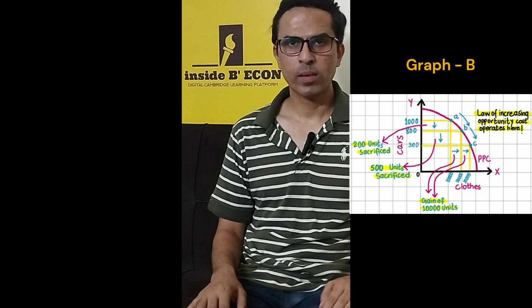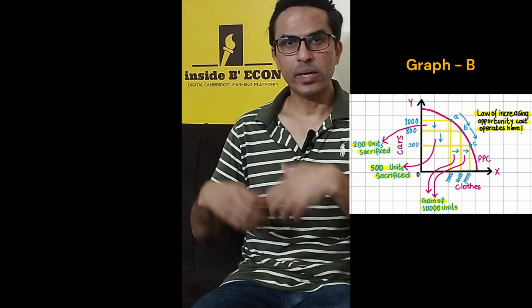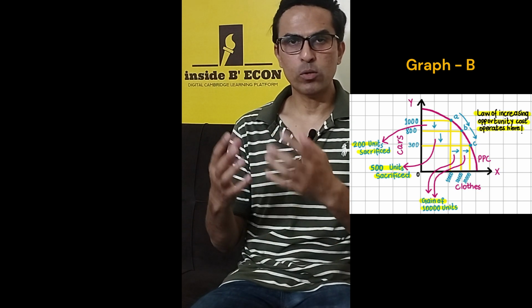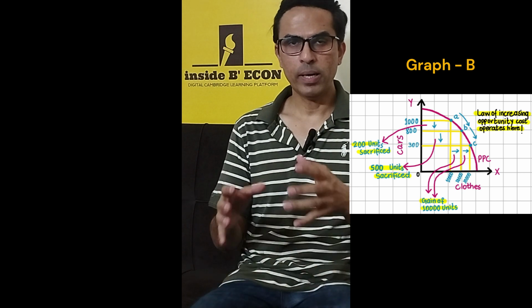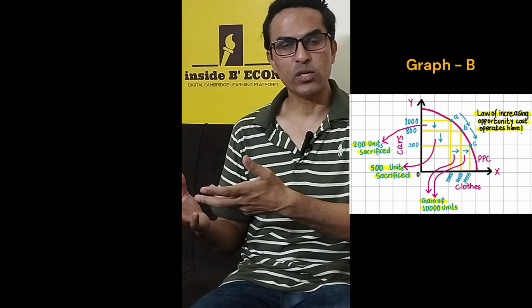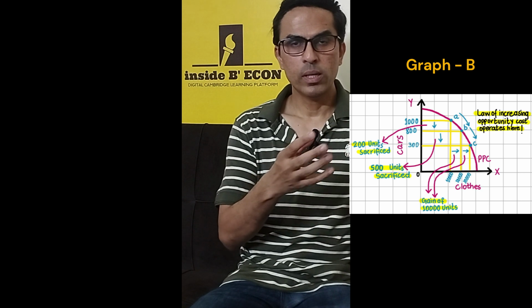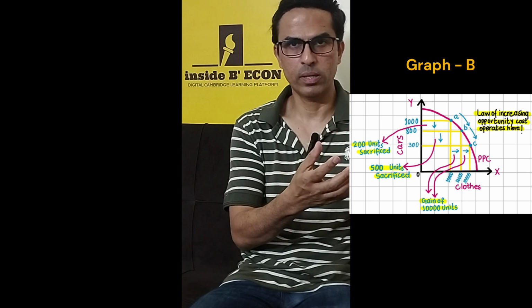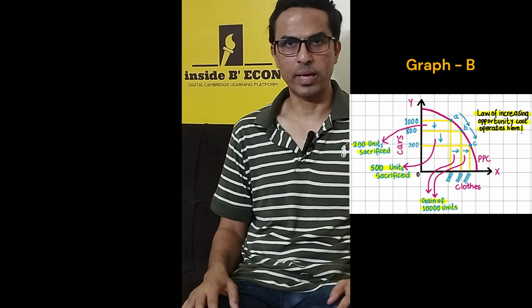So in the diagram earlier, when there was a movement from point A to B to produce an additional 10,000 units of clothes, the opportunity cost was 200 units of cars. But after moving from point B to C to produce the same additional 10,000 units of clothes, the opportunity cost becomes 500 units of cars. So it increases. And what is the reason? We just discussed that. Now we understand why the PPC is concave.